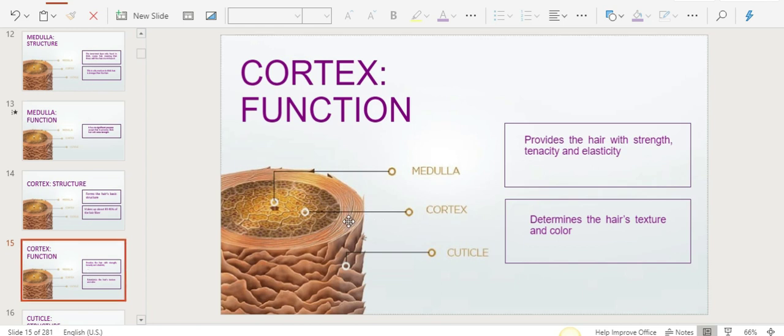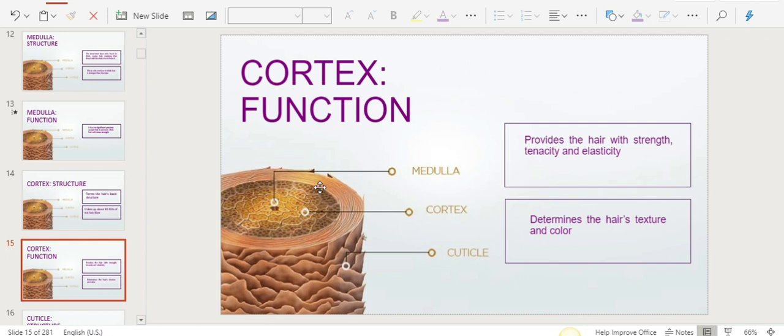It doesn't matter if you have fine hair, coarse hair, whatever, the cortex will make sure that whenever you comb your hair, it would not just break off like that, right? Because each individual hair strand is actually very fragile. But the cortex ensures that when you detangle or whatever, your hair would actually stay in place and not just break off.